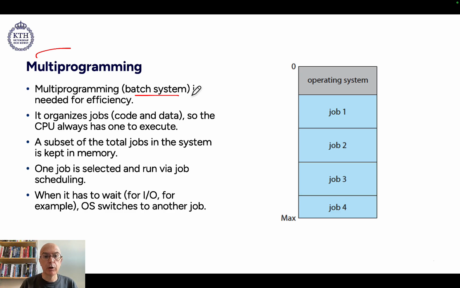A subset of the total jobs in the system is kept in memory, and one job is selected and run via job scheduling. When it has to wait, for instance for I/O, the OS switches to another job. So you see here the execution of different jobs.